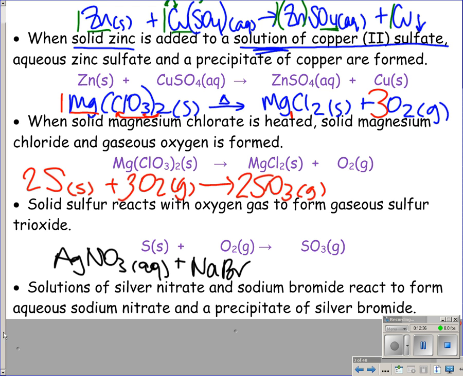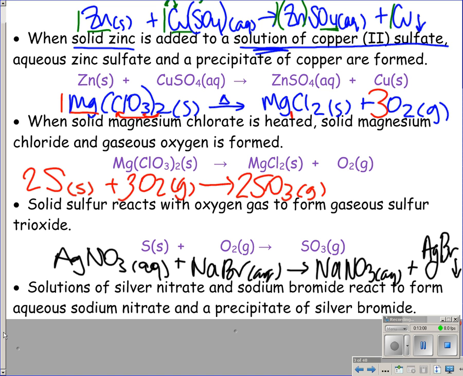Solution, aqueous. React to form aqueous sodium nitrate, NaNO3. So if you got the nitrate in the beginning, all you're doing is putting it with a different partner. Originally it was with silver, now it's with sodium. And it's forming an aqueous solution, so that's AQ, plus a precipitate of silver bromide, AgBr, precipitate. I'm drawing an arrow down there.